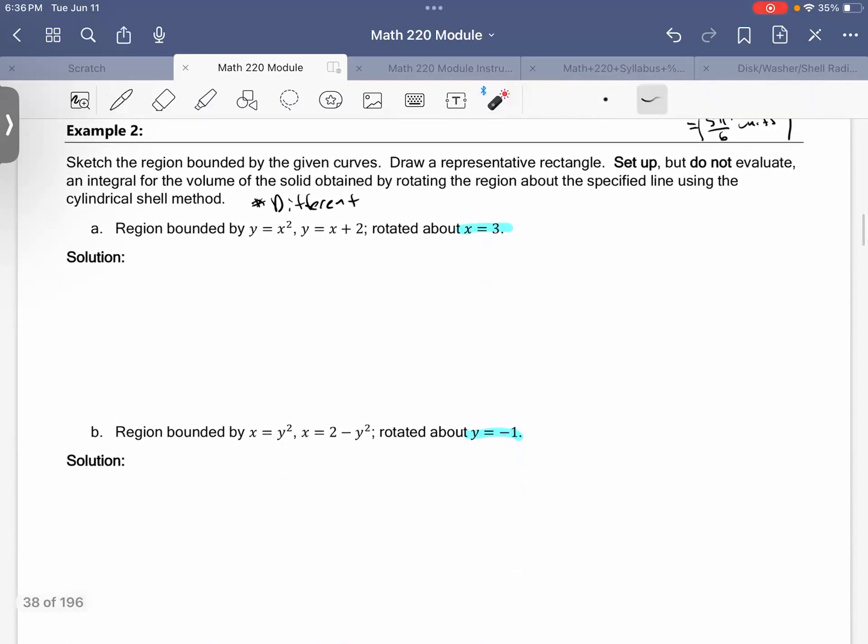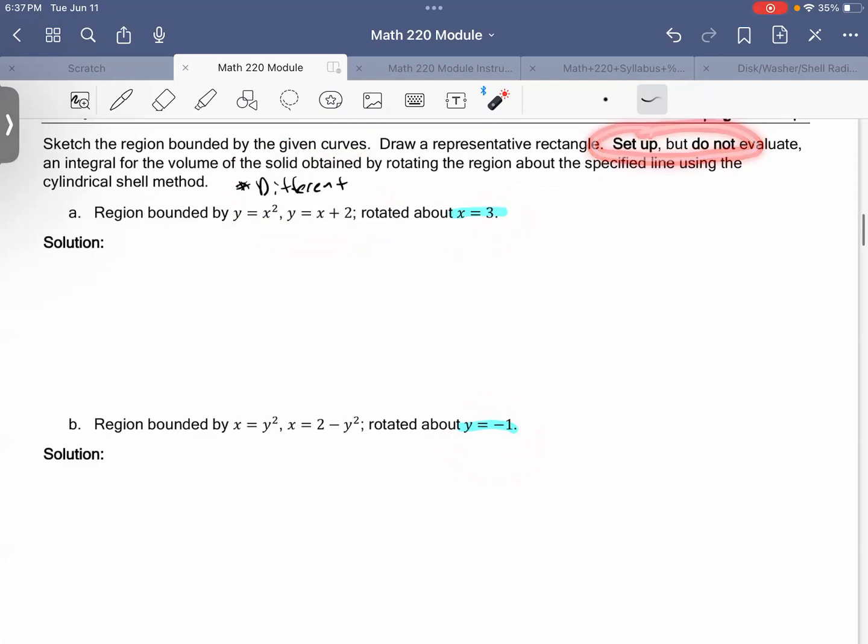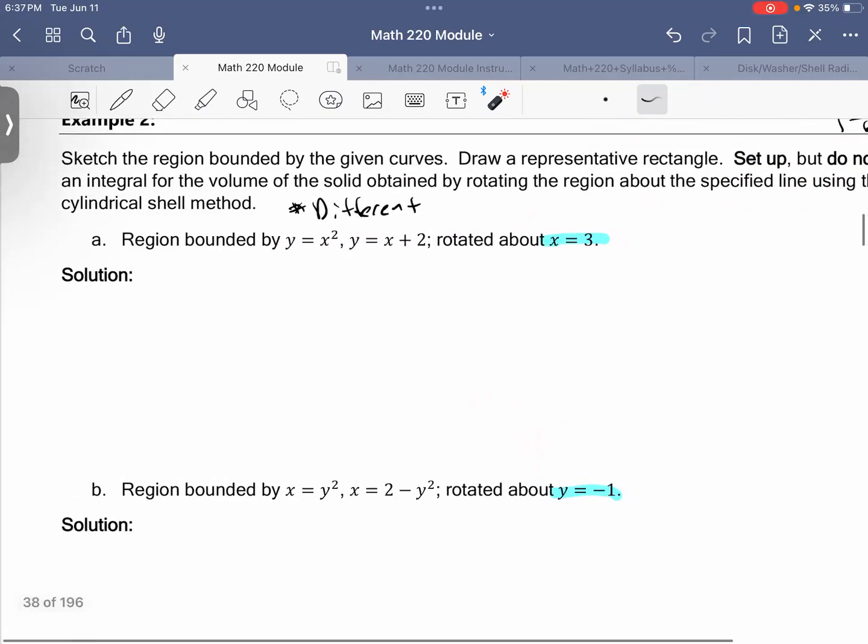So much like the other problem set from section 2.2, these ones are a little bit different, right? We're not rotating around an x or y axis, we're rotating around some vertical line and some horizontal line. But much like the other ones, we just gotta graph it, draw a rectangle, rotate it, and see what happens. Luckily with these problems, we could just set it up, we don't gotta evaluate it, but we just gotta get there first. So let's graph this thing.